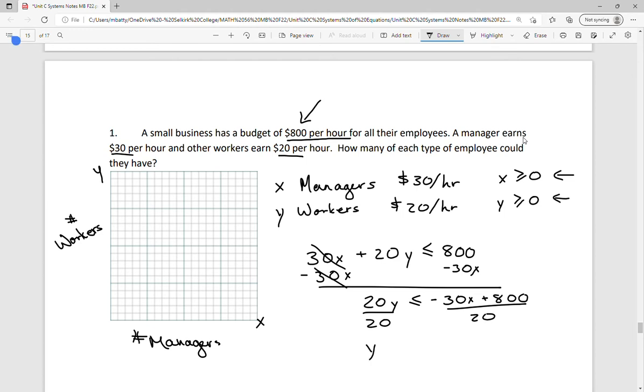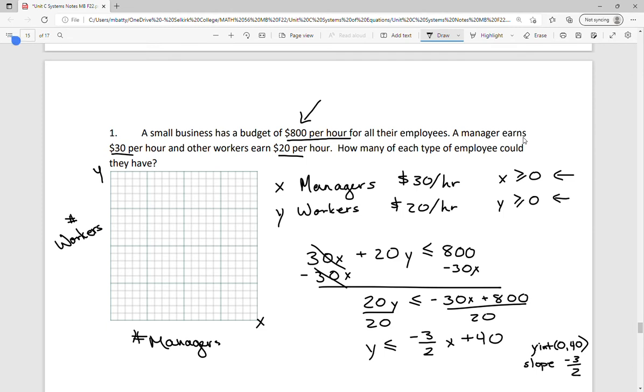So y would be less than or equal to negative 3 halves x, a lot of fraction math in there, right? Reducing it to a fraction because I can see that as slope. And then 800 divided by 20 gives me plus 40. So what we have here is my y-intercept is (0, 40), and my slope is negative 3 over 2.